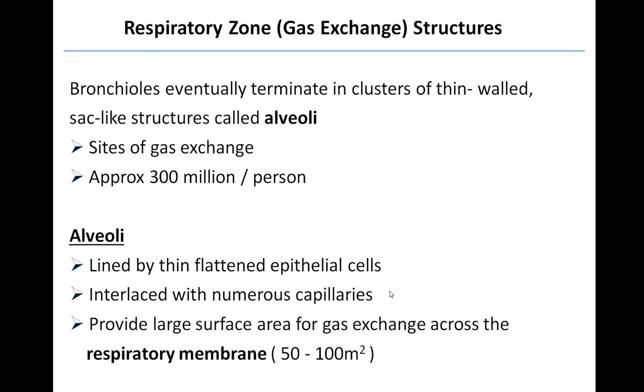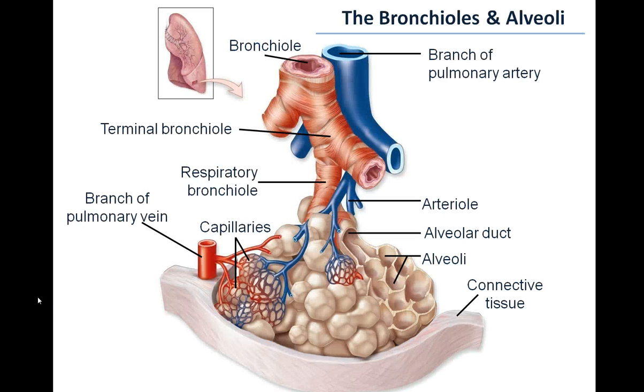So if we took all these alveoli out and flattened them out, we would have about 50 to 100 meters of area across which gas could be exchanged. This figure here represents the alveoli. Notice that we have the airways here, a microscopic airway we call the bronchiole, it terminates in this cluster of hollow spheres. These are the alveoli. They're composed of thin epithelial cells. Those are interlaced with numerous capillaries, and it is here where the gas exchange occurs.